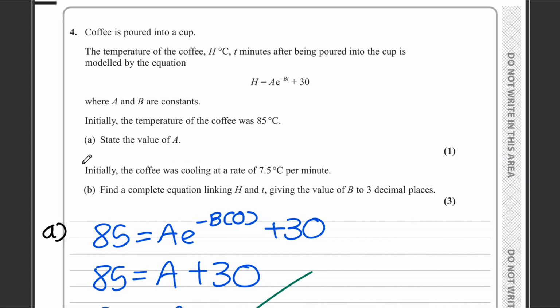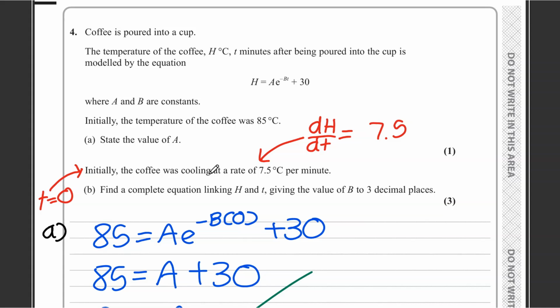Okay, so the key to this is this line here. So we're told initially, so again, whenever you see initially, T is equal to 0. The coffee was cooling at a rate of 7.5 degrees Celsius per minute. Now, as it's talking about rate, this is talking about the derivative. So therefore here, dH over dt is equal to 7.5. However, it's talking about that the coffee was cooling, so that means the temperature was decreasing.